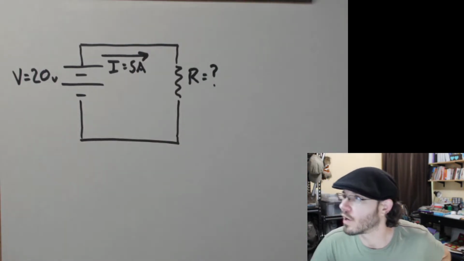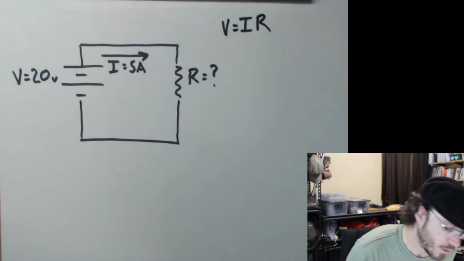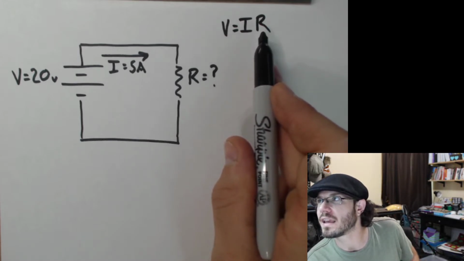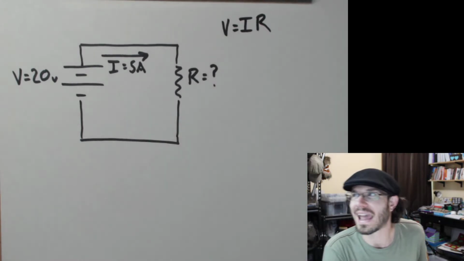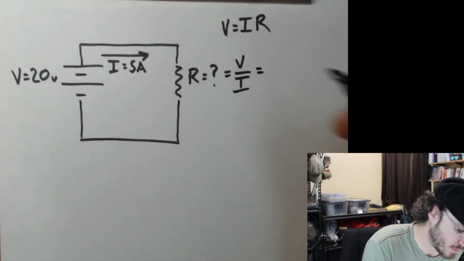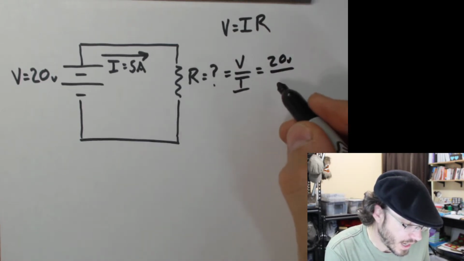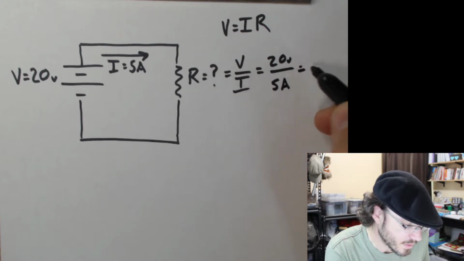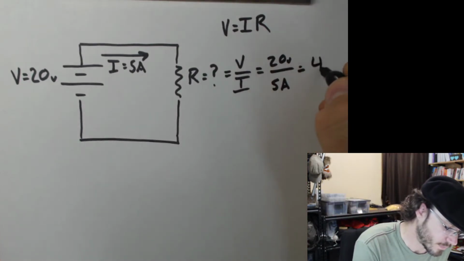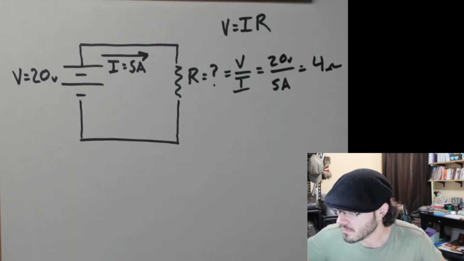Well, again, V equals IR. Okay, so what's R equal to? Rewrite the equation. R equals V divided by I. Okay, what's V? 20 volts. I, 5 amps. So R is equal to what? 4 ohms. And it is that easy.